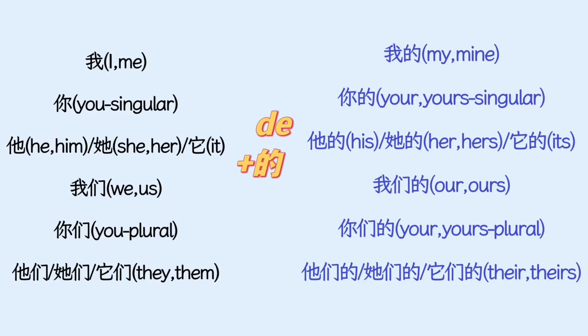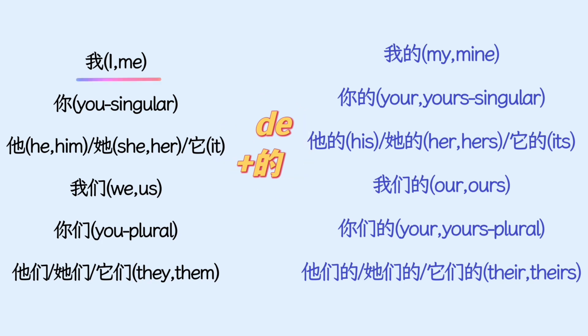How do we turn I into my, you into your? It's really easy. All you need to do is to put the 的 after 我、你、他、我们、你们、他们. Look at the yellow characters in the middle. The 的 indicates the possessions or belonging.